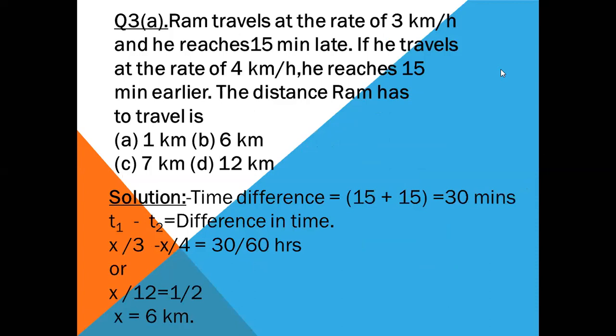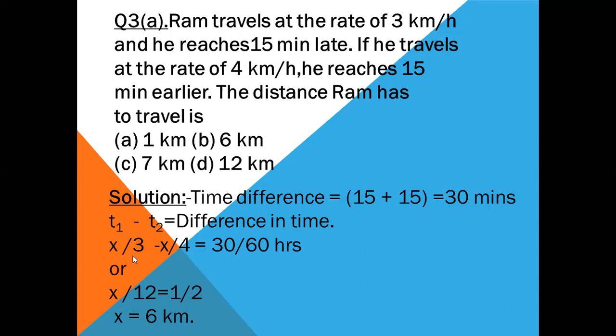Okay, let us come to another question. Ram travels at the rate of 3 km per hour and he reaches 15 minutes late. And if he travels at the rate of 4 km per hour, he reaches 15 minutes early. You have to find the distance Ram has to travel. See, the first hint you get after reading the question is that the late and early concept is coming.